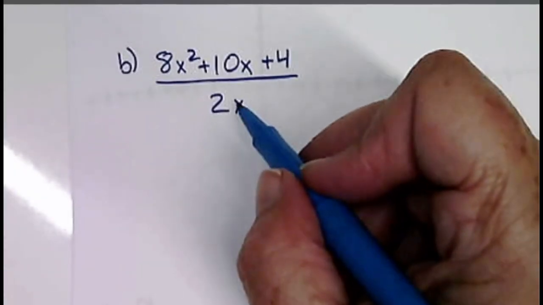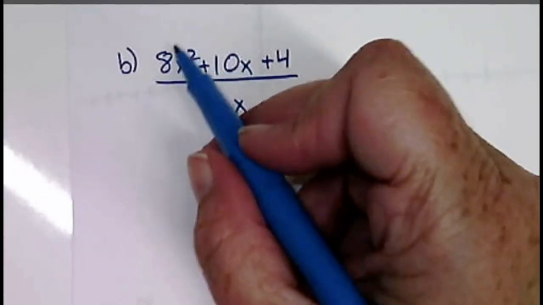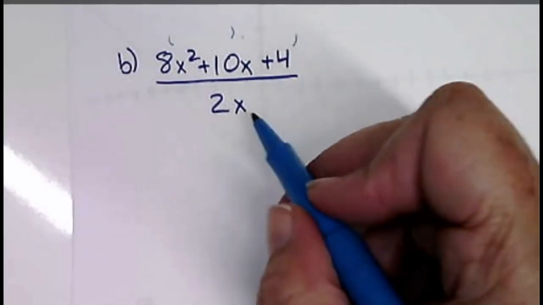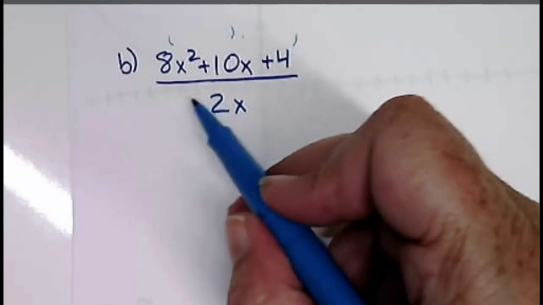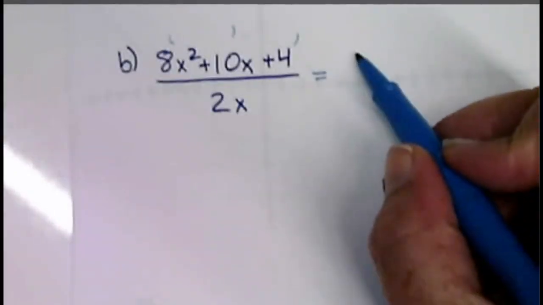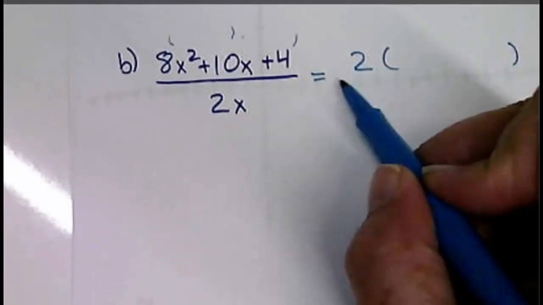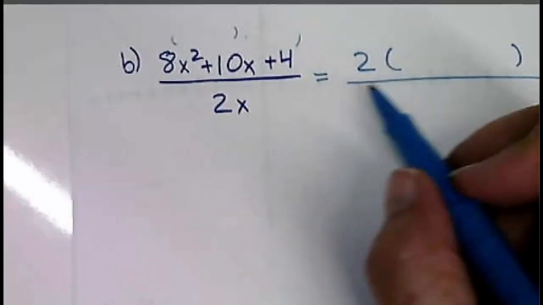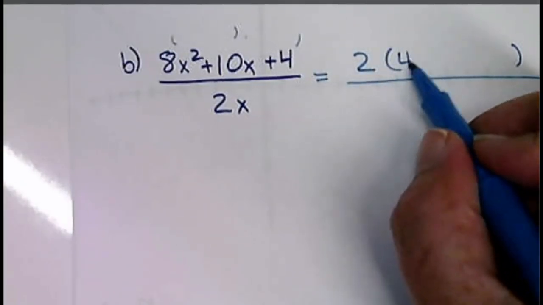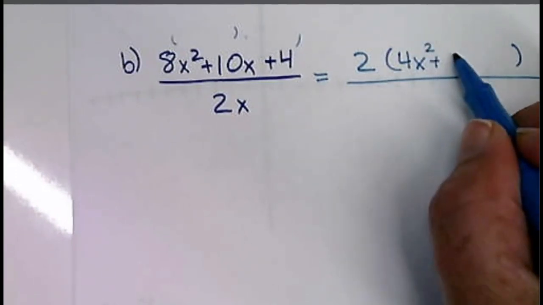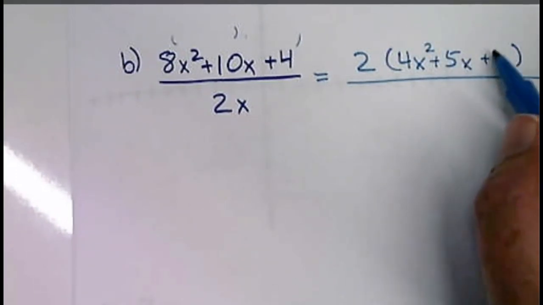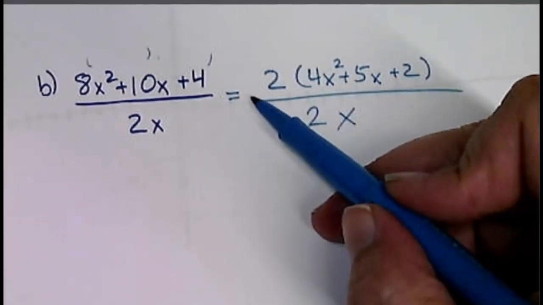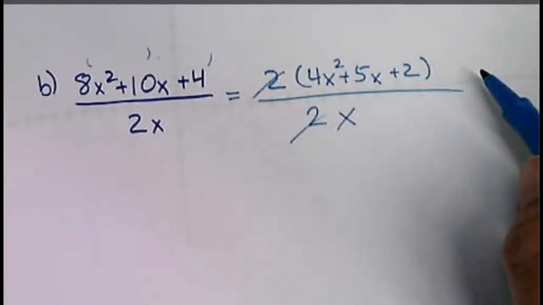Here, there's no binomial on the bottom, so you don't have to spend your time trying to factor that. I think what I'm looking at is, can I factor out a 2? So in the numerator, there is a greatest common factor between each of these terms, and it's 2. So that would get me 4x squared plus 5. And so then these 2's cancel.